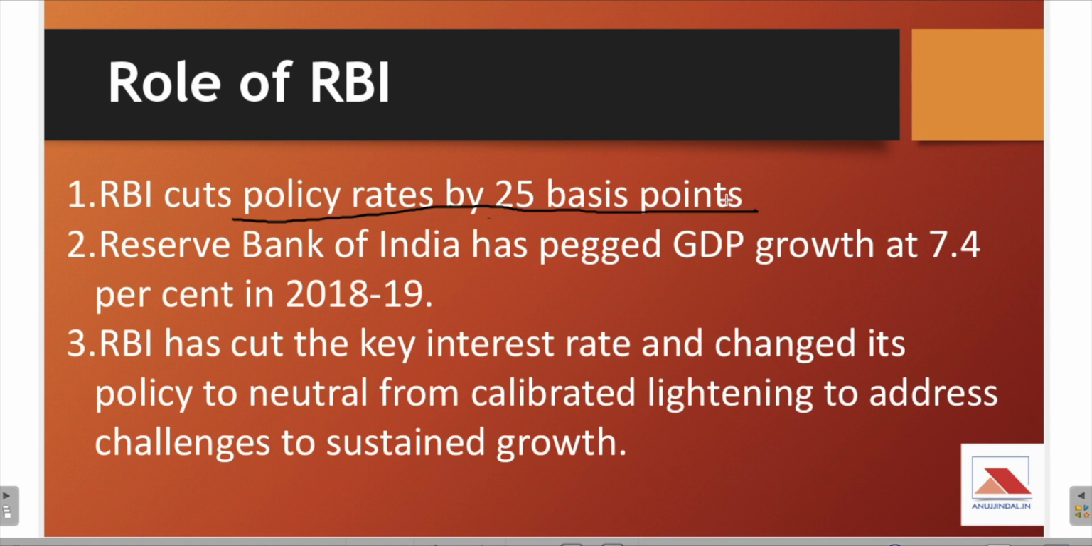Secondly, RBI pegged the GDP growth rate at 7.4%. So clearly a huge overestimation on the part of RBI about the third quarter. Thirdly, the key interest rate policy changed to neutral from calibrated tightening.